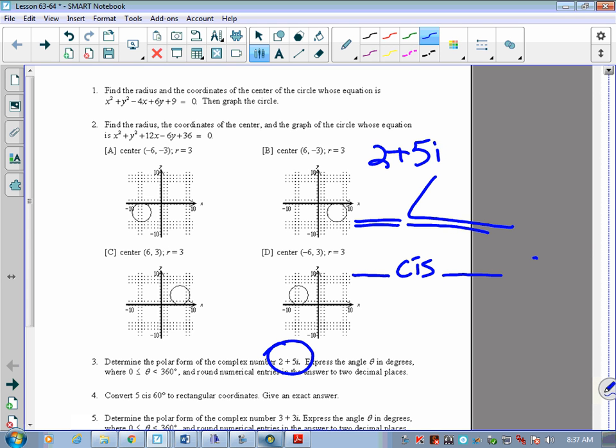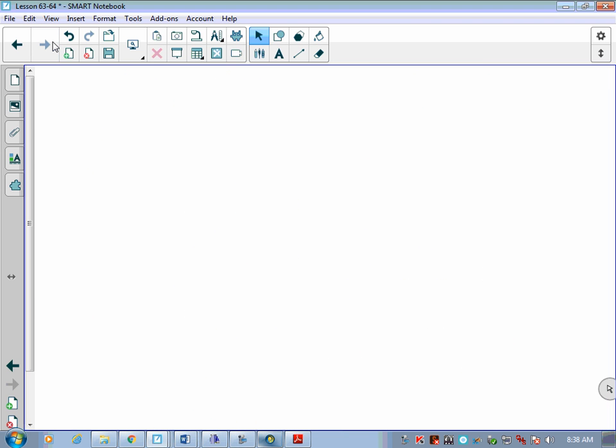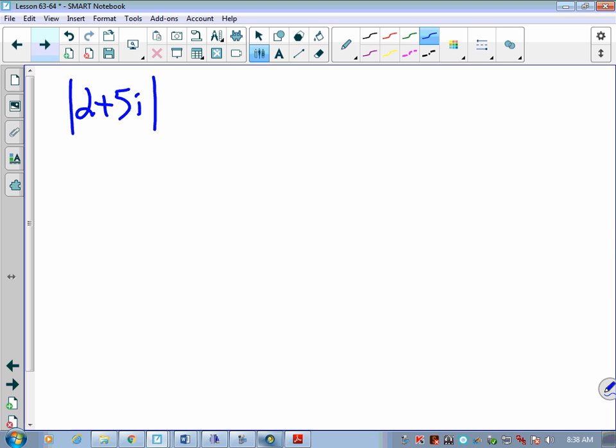So it says determine the polar form of the complex number 2 plus 5i. Express the angle theta in degrees. It's got to be between 0 and 360. Round the numerical entries to 2 decimal places. So you're going to hold on to that. I'm going to shoot out over here and rewrite that. So 2 plus 5i means essentially we have something that's going to look like this.